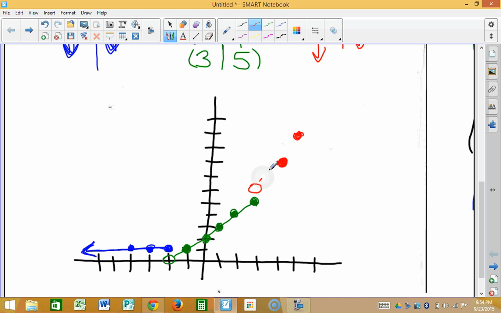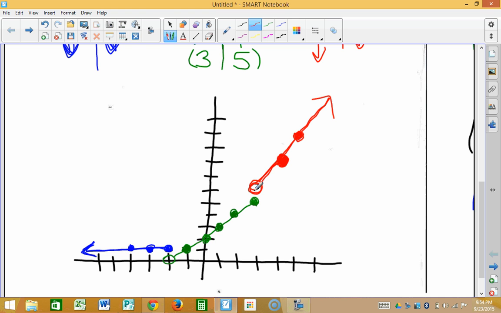I'm going to connect those up. And again, try to use graph paper on this. This is a very rough sketch. It's going to look a lot better on graph paper.